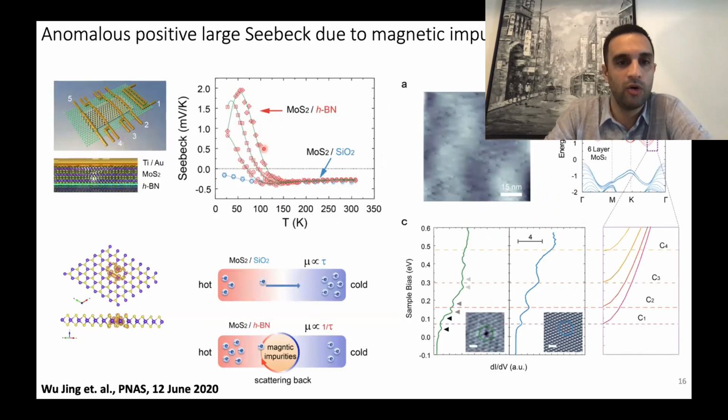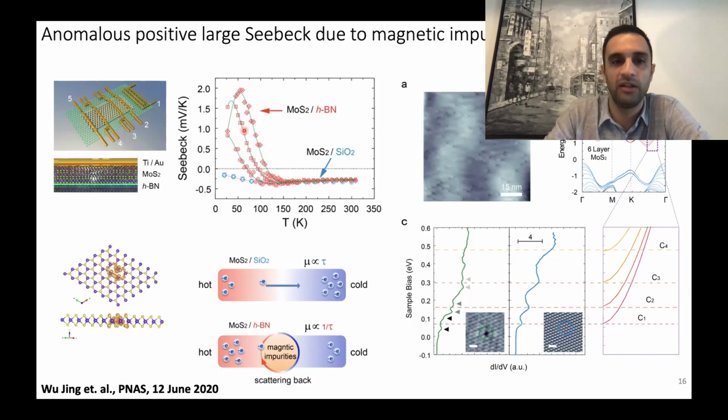What Wujing saw was that the Seebeck coefficient you expect from N-type MoS2 is negative, right? So you see this blue dot here. It actually peaks slightly and then goes down to zero, as you would expect at thermodynamic zero Kelvin temperatures. But when you actually put it on boron nitride, we saw that there's a sign change around 100 Kelvin, and the magnitude of the Seebeck goes up to as high as 2 millivolts per Kelvin. Okay, this is extremely surprising. Typically, your value is around 200 microvolts per Kelvin.